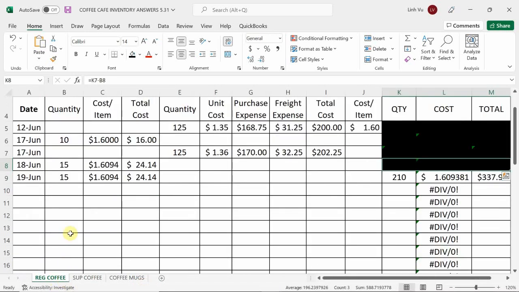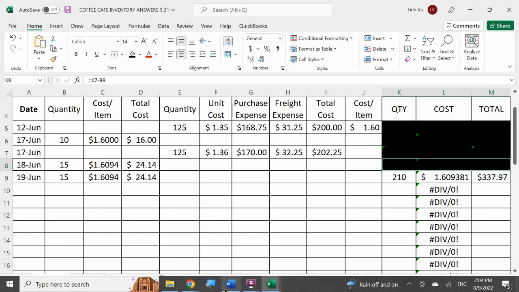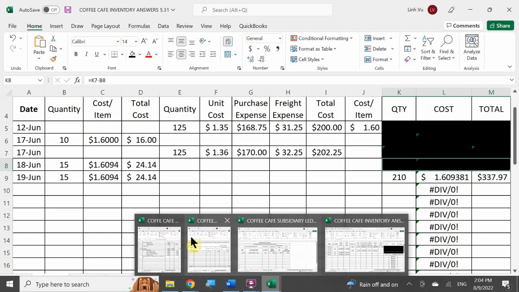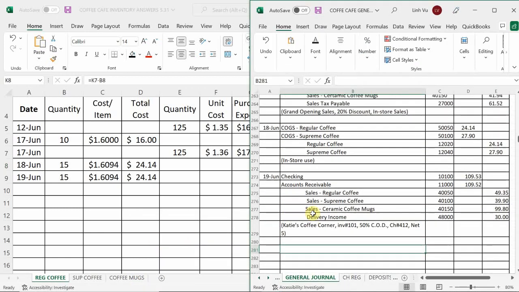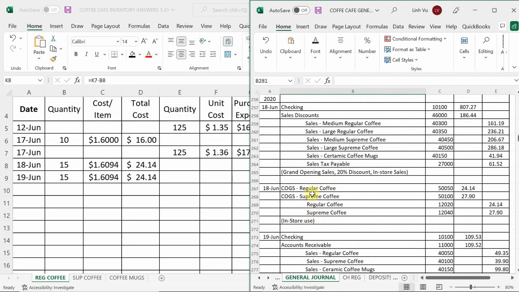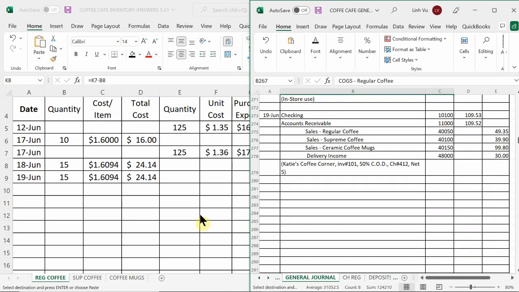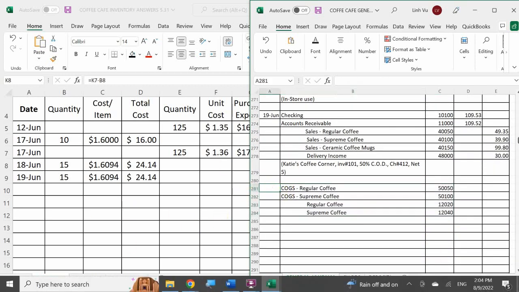Okay, so now that we have this information, we sold $18 worth of Supreme Coffee and we sold $24.14 worth of regular coffee. So how do I journalize this? We have a cost of goods sold regular coffee, and then cost of goods sold Supreme Coffee, and then we take the regular coffee inventory and the Supreme Coffee inventory. Good. So in this case, I already have a journal that looks just like that.